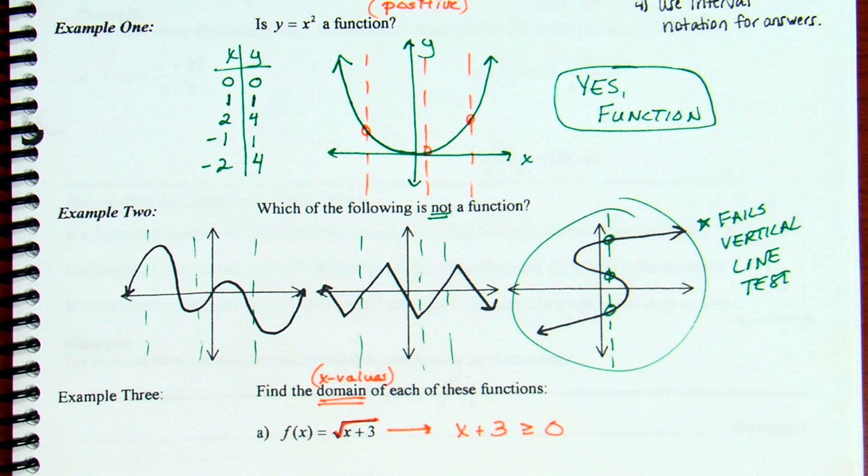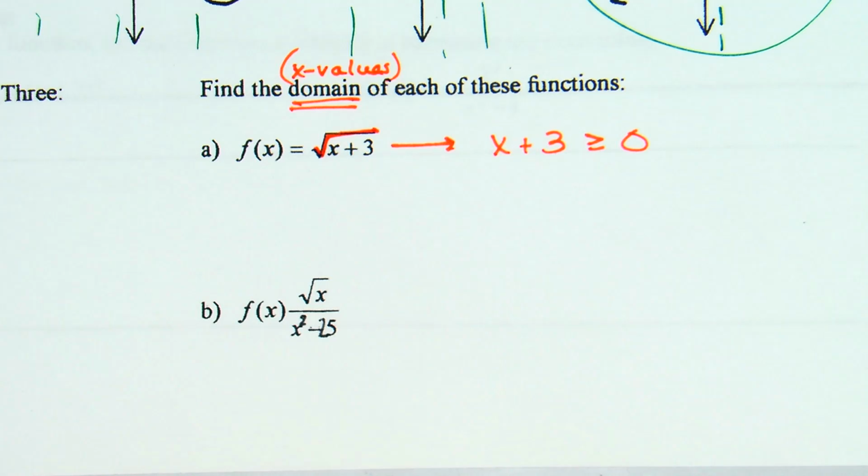Okay, so example 3. We were looking at 3a, and it says find the domain of each of these functions. Domain, if you recall, refers to x values, right? So we want to know what kind of x values work in this equation. And when we talked up above, there were two big things we have to watch out for, right? We have to watch out for square roots, because square roots can never be negative. And we have to watch out for denominators, because denominators can never equal 0.